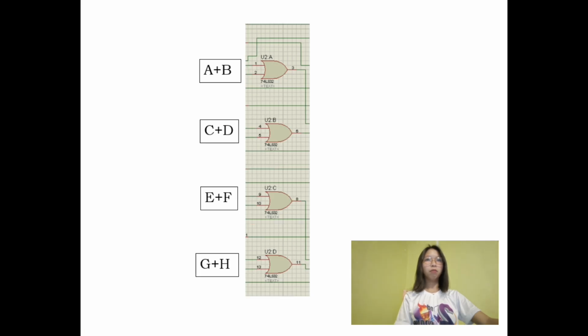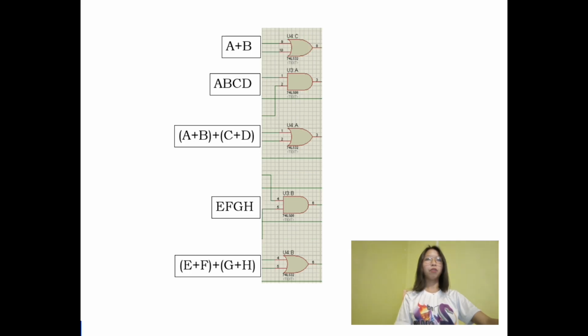And for column 2, the sum of A plus B, the sum of C plus D, the sum of E plus F, and the sum of G plus H. And for column 3, the sum of A plus D, the product of A, B, C, D, the sum of A plus B plus C plus D, the product of E, F, G, H, and the sum of E plus F plus G plus H.